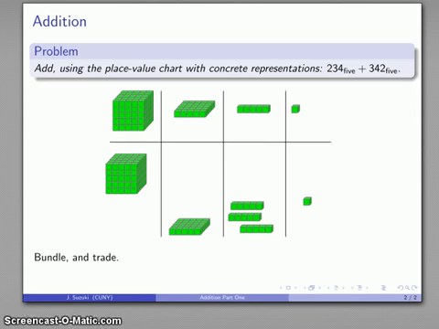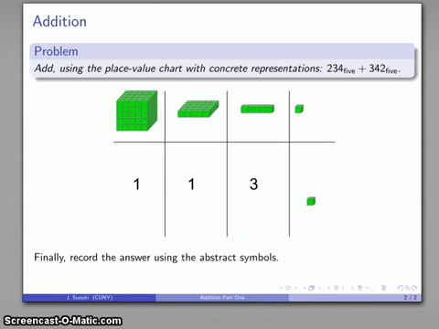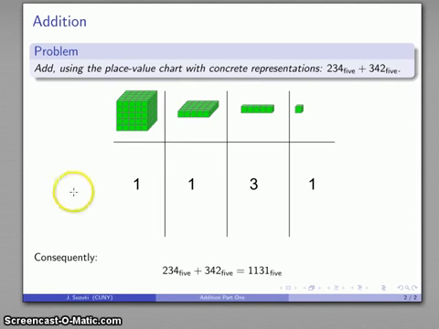And again, what I'm going to do, returning to my abstract symbols, I'm just going to record how many of each of these that I have. So I have 1, 1, 3, and 1, and so my final answer is 1131, and reminder, we're working in base 5. I'll write that down at the bottom.